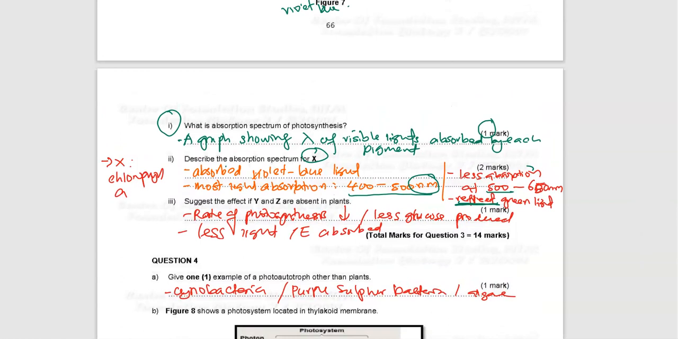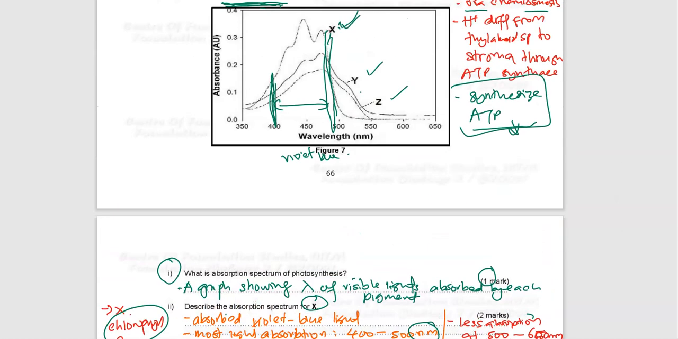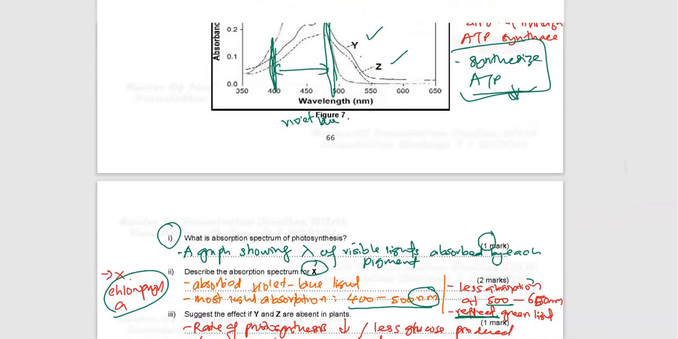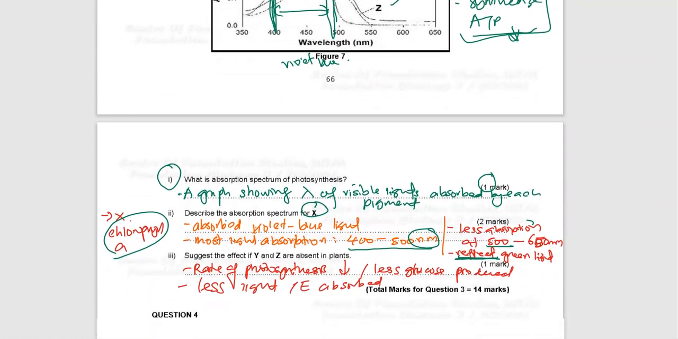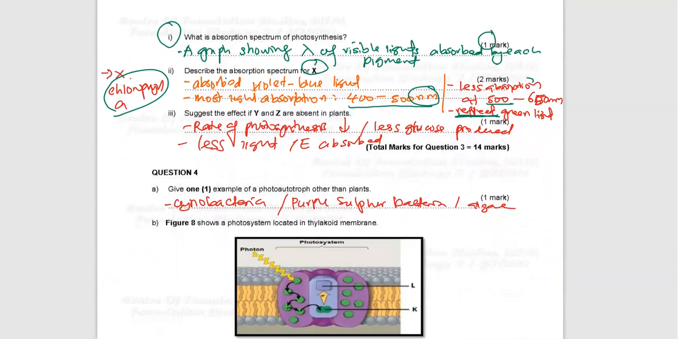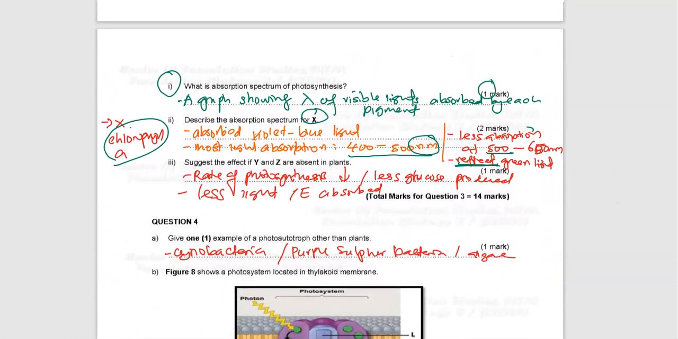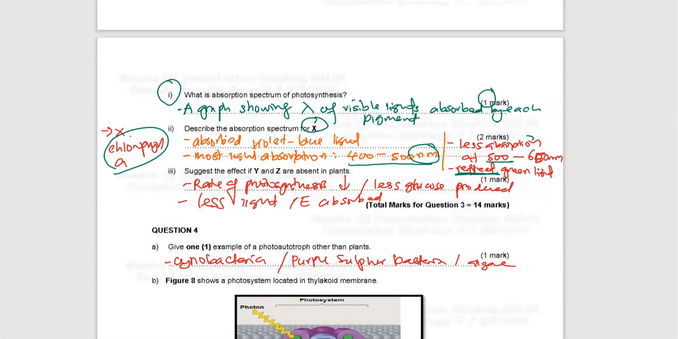So basically, pigment X gives you the absorption spectrum of chlorophyll A. Okay. So suggest the effects if Y and Z are absent in plant. So Y and Z, because X is chlorophyll A. Chlorophyll A is the main photosynthetic pigment.